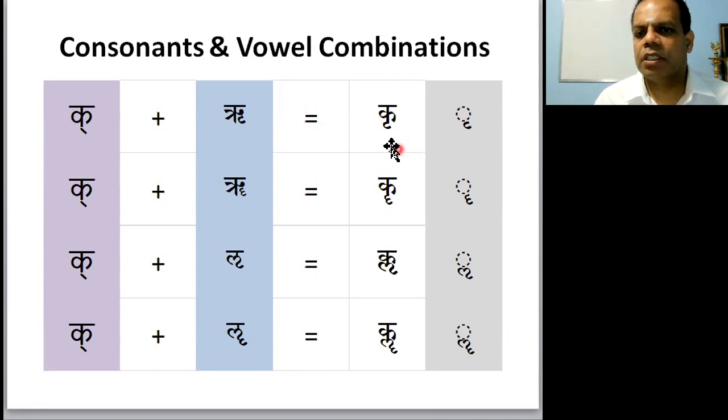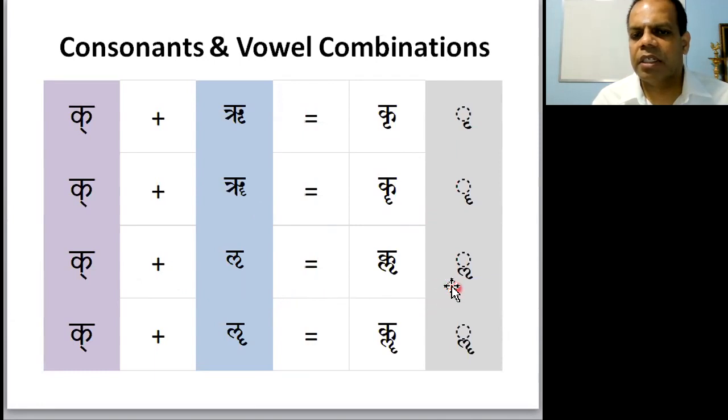Plus ru, which is the longer rukara, is kroo. As you can see, the sign for kroo is a swish which goes towards your right, opposite of what you saw for ku. So this moves towards your right hand side. Kroo is a doubling of that additional piece which you write. K plus lu is klu.